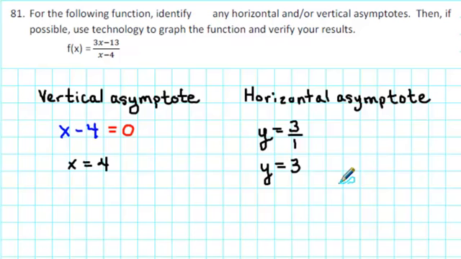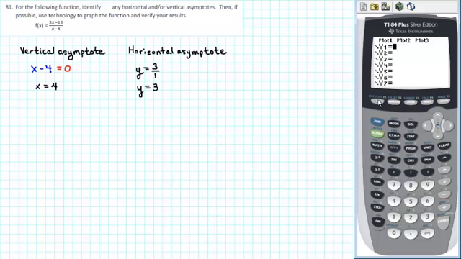Let's use a graphing calculator to graph the function and verify our results. We go to Y equals to enter our function. Make sure that you enclose both the numerator and denominator in parentheses in order for the function to graph correctly. To get a good viewing window, we can go to Zoom and select Zoom Standard, number 6.